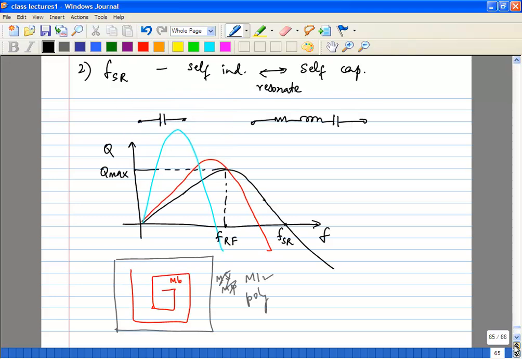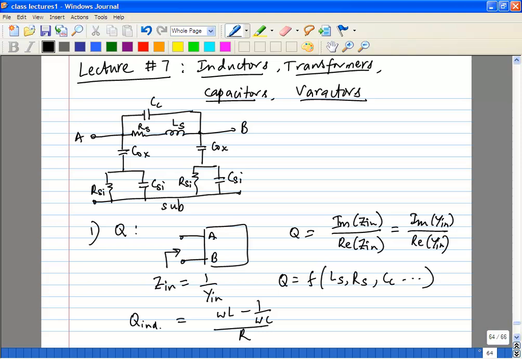So what are the losses in the inductor? The actual power losses in the inductor come from two sources, right? One is series resistance, the other is substrate losses. Those are the only two losses. How do you improve the series resistance? Make the trace wider. Use a metal layer with lower resistivity, which is usually the upper thicker metal layers.